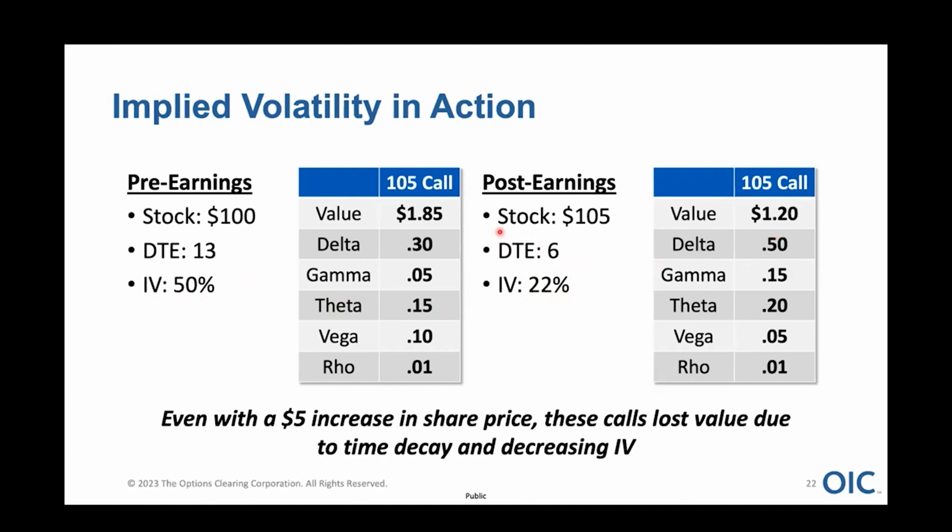Now, if the stock went up to 110, we'd be sitting on a winner, because with the stock trading at 110, these 105 calls would have $5 of intrinsic value. Maybe they'd be trading for, I don't know, $5.50, something like that. So we'd be sitting on a profit. But in this case, we needed a move of just over roughly 7% to be profitable on this position. A 5% move didn't cut it. So even with a $5 increase in the share price, these calls lost value due to time decay and a decrease of implied volatility.